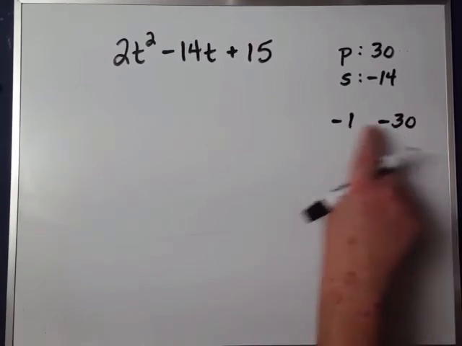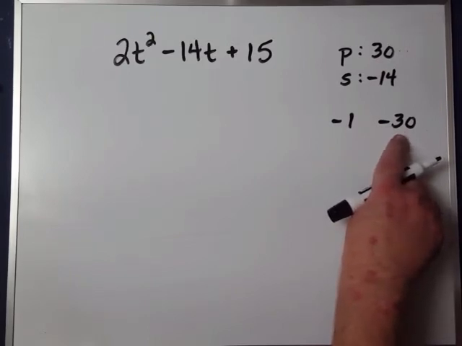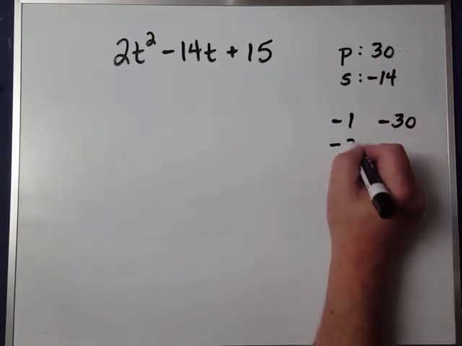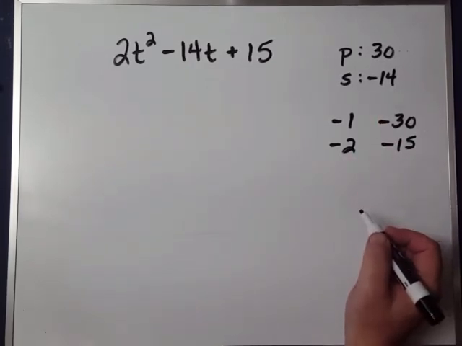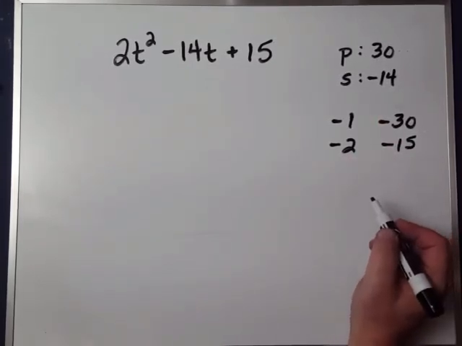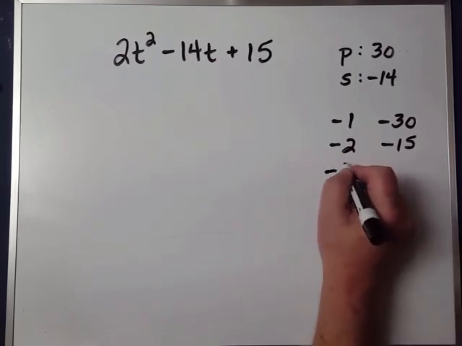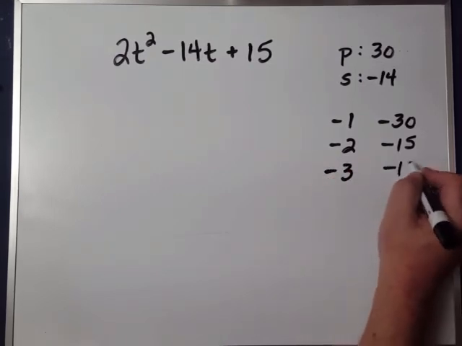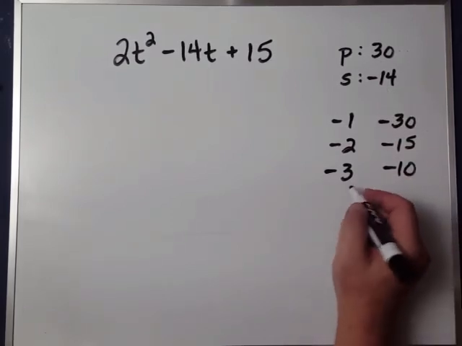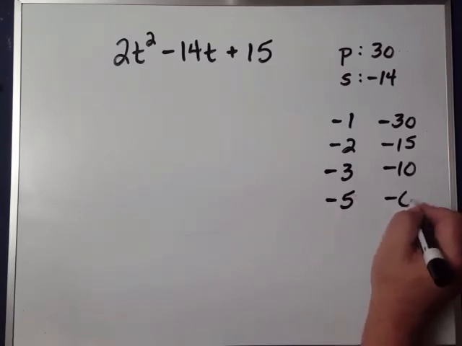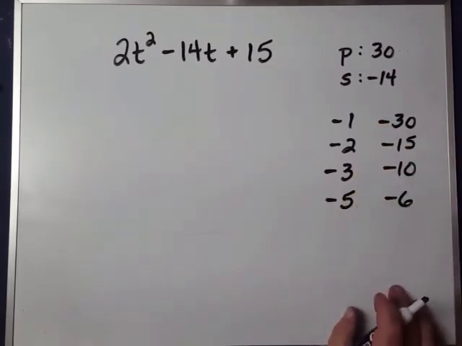No. Do those two numbers look familiar? Does 2 go into 30? Yes, 15 times. Do they add up to negative 14? No. Does that pair look familiar? Does 3 go into 30? Yes, 10 times. Doesn't add up to negative 14. That pair also looks familiar. 4 doesn't go into 30. 5 does 6 times. That doesn't add up to negative 14.